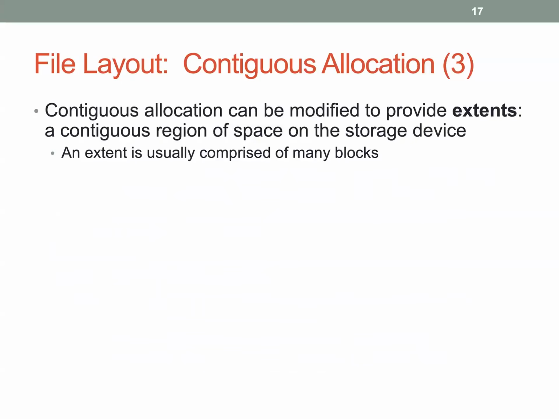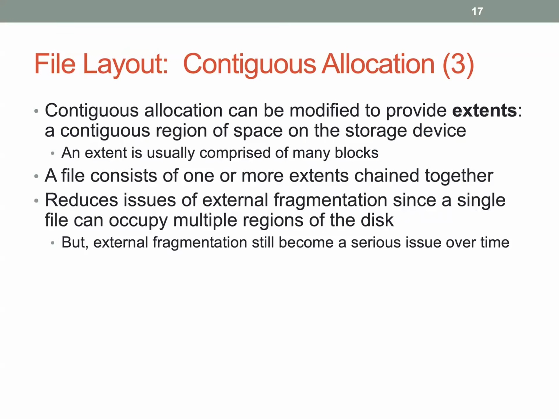So what you can do, a simple tweak, is to just chain together contiguous regions, and we call that extents. So you have an extent, which is a contiguous run of sectors or blocks, and then you chain these extents together to store the entire file, okay? And so that dramatically reduces the external fragmentation issues because you just collect a bunch of extents to hold the file. Now, this is how old DOS and old Windows would work.